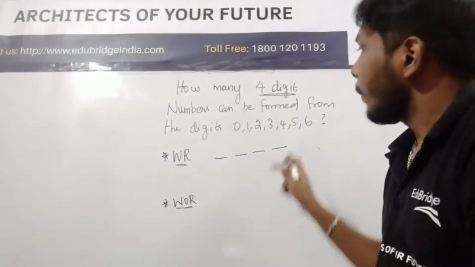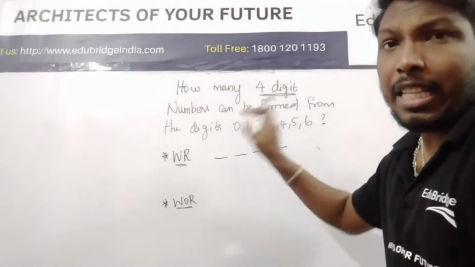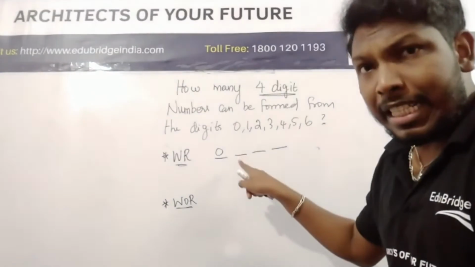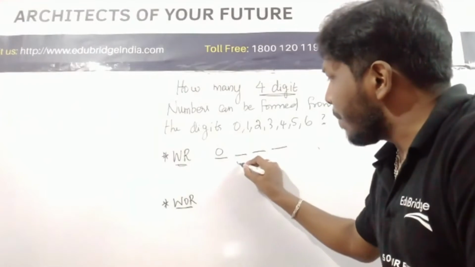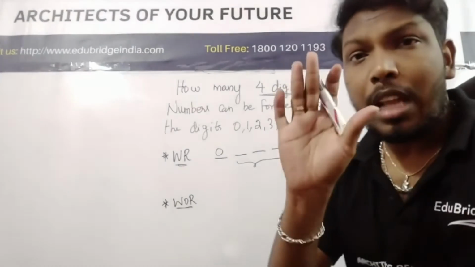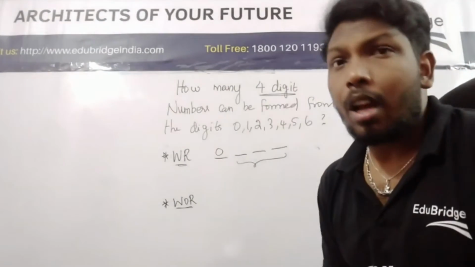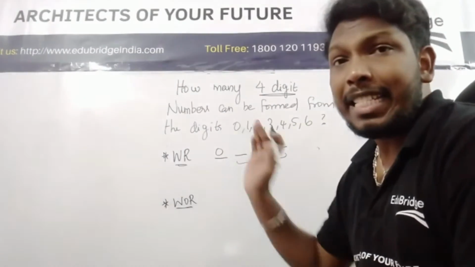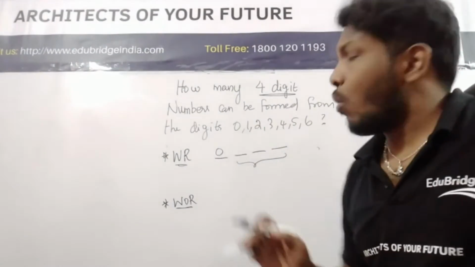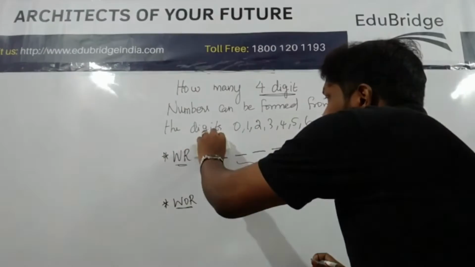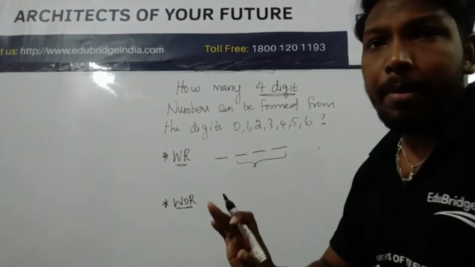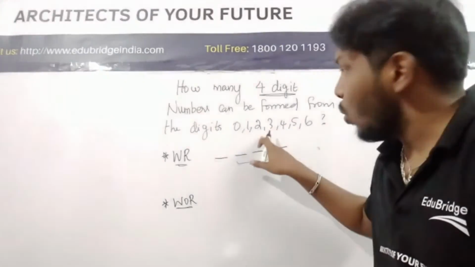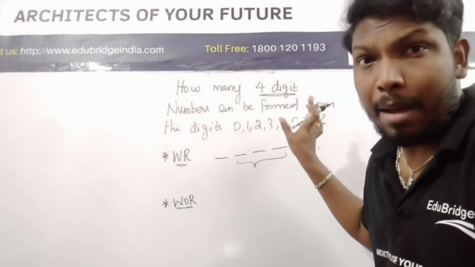Look at this. The first digit is 0. Can I place 0 here? If I place 0, it becomes a 3-digit number. That is not possible at all, because I want a 4-digit number. So I cannot place 0 in the first place. Instead of 0, I can put any other number: 1, 2, 3, 4, 5, 6, any other number.